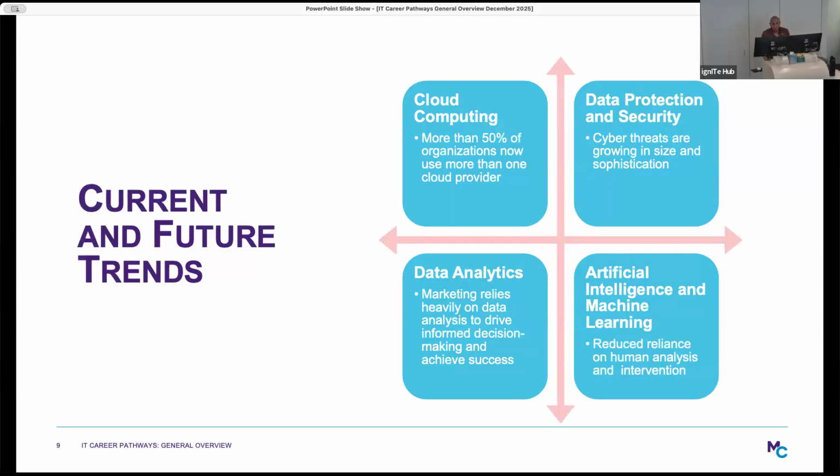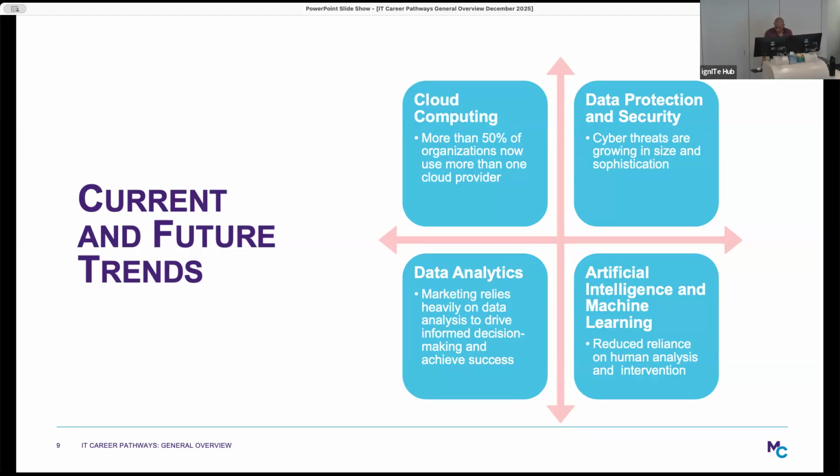Okay, so let's talk a little bit about current and future trends. These four trends are what is driving the industry right now, but then again, some of them are becoming less relevant and others more relevant. So, cloud computing. This has been happening for the past 10 years or so: more and more organizations are starting to not only rely on cloud providers, but to use multiple cloud providers.